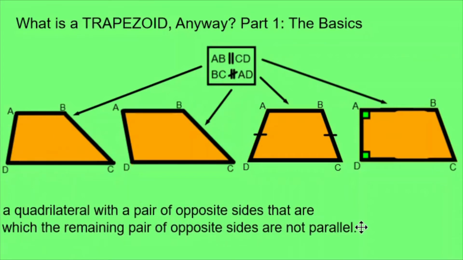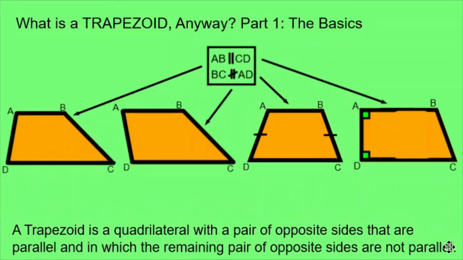The reason I point this out is because the definition that I'm using for a trapezoid is a quadrilateral with a pair of opposite sides that are parallel and in which the remaining pair of opposite sides are not parallel. This is the exclusive definition of a trapezoid because it excludes parallelograms, rhombuses, squares, and rectangles from being trapezoids. But more about the different definitions of trapezoids in a different video. This is the definition we're using.